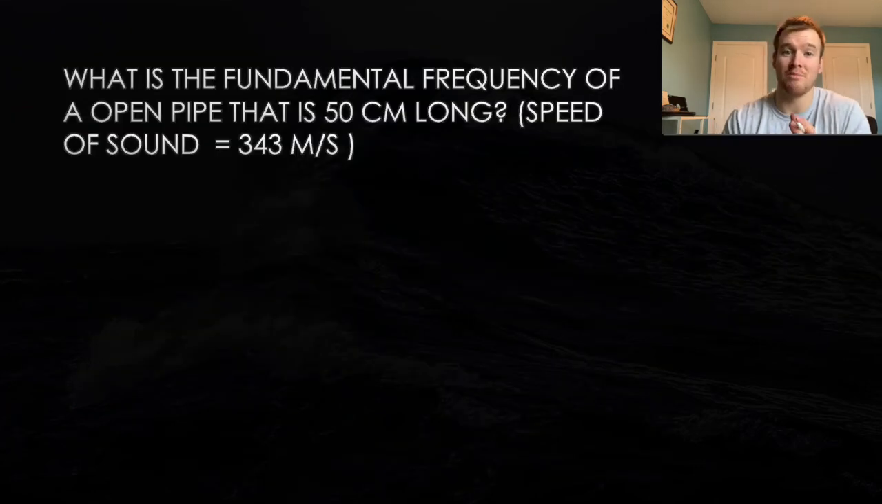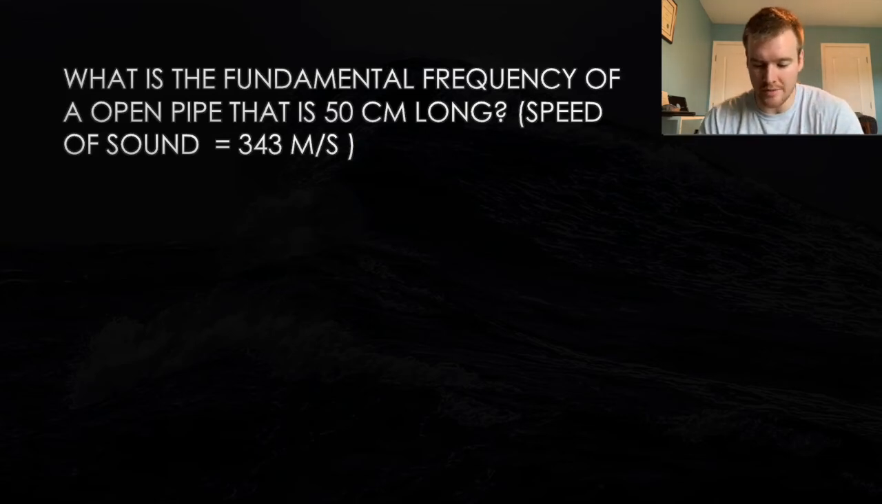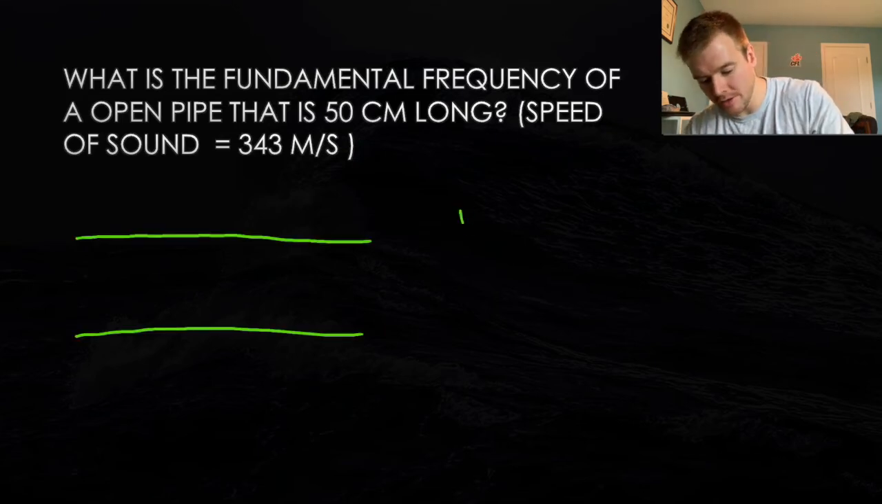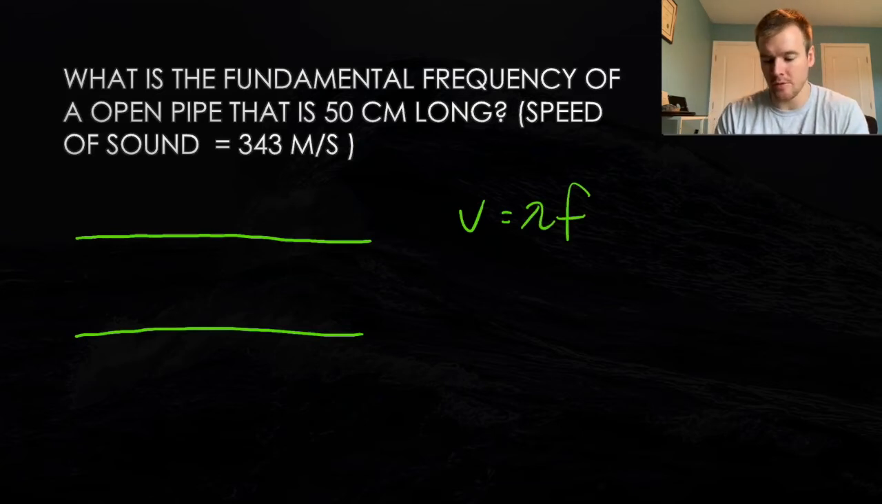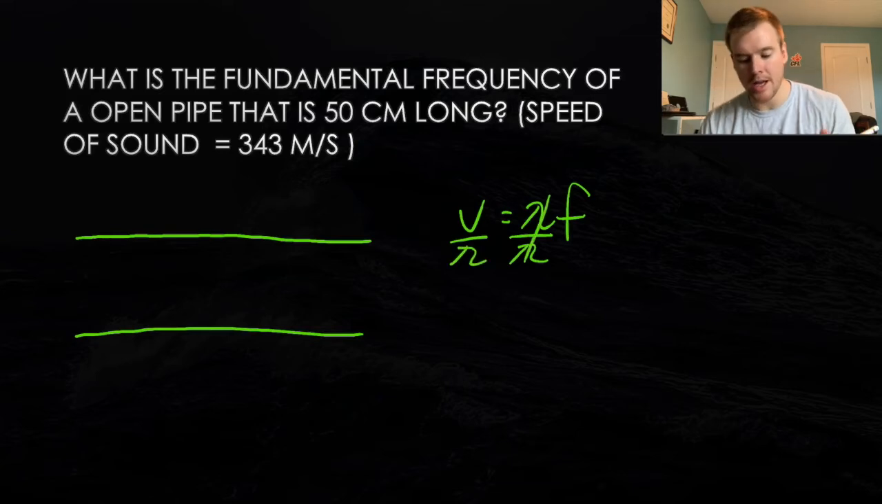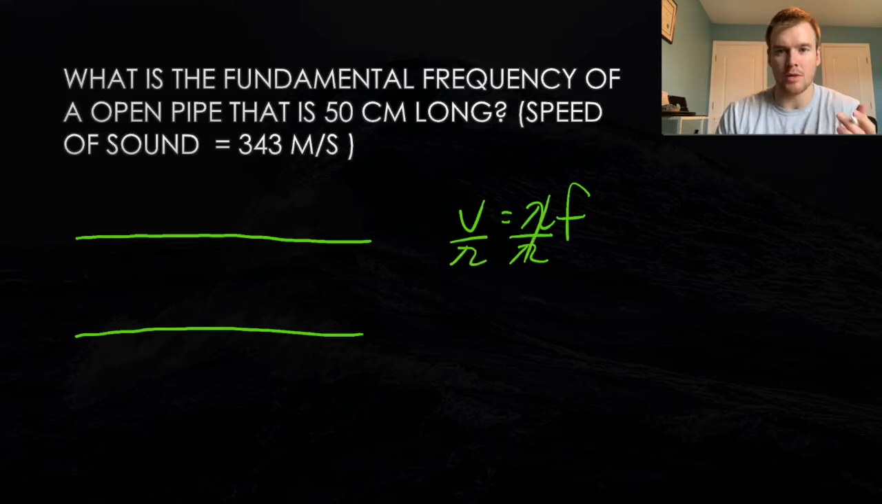And so the questions are going to be pretty much identical. Now you just need to know that it's going in terms of halves instead of quarters. So let's look at this question that says, what is the fundamental frequency of an open pipe that is 50 centimeters long and the speed of sound is 343? So let's start with an open pipe, and it's asking for the frequency. So we're going to use the universal wave equation, v is equal to lambda f. We're asked for frequency, so we're going to find that by dividing by wavelength. So we need velocity divided by wavelength will give us frequency.